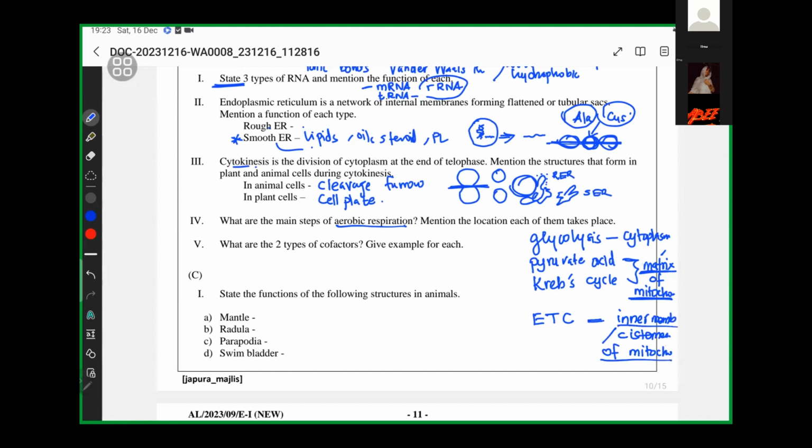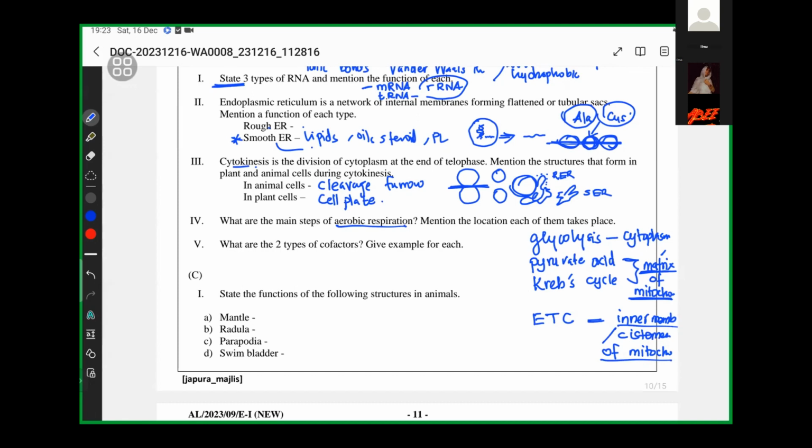Okay, so that's why these two have the specific names. If you write only the matrix or the inner membrane, you will not get any marks. So the four main steps are glycolysis, pyruvate oxidation, Krebs cycles, and electron transport chain. And it happens in cytoplasm, matrix of mitochondria, and inner membrane of mitochondria, respectively.